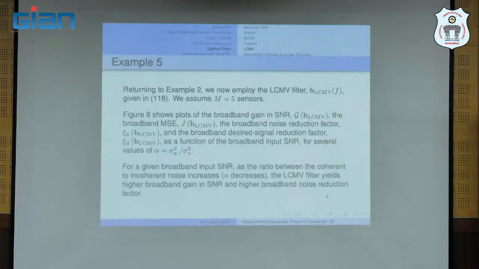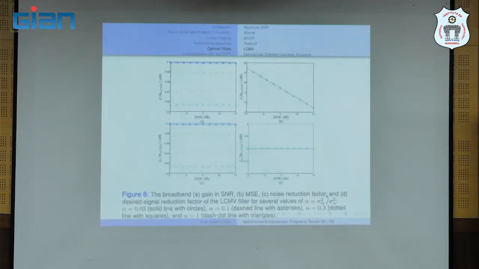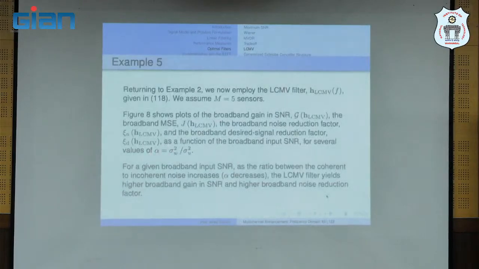We have the same example with the number of sensors being 5. And here we see the performances, the gain in SNR, the MSE, the noise reduction, and the signal distortion with the LCMV when we have different parameter alpha, and alpha is the ratio between the variance of the thermal noise and the variance of the directional noise. Then we compare the amount of noise reduction.